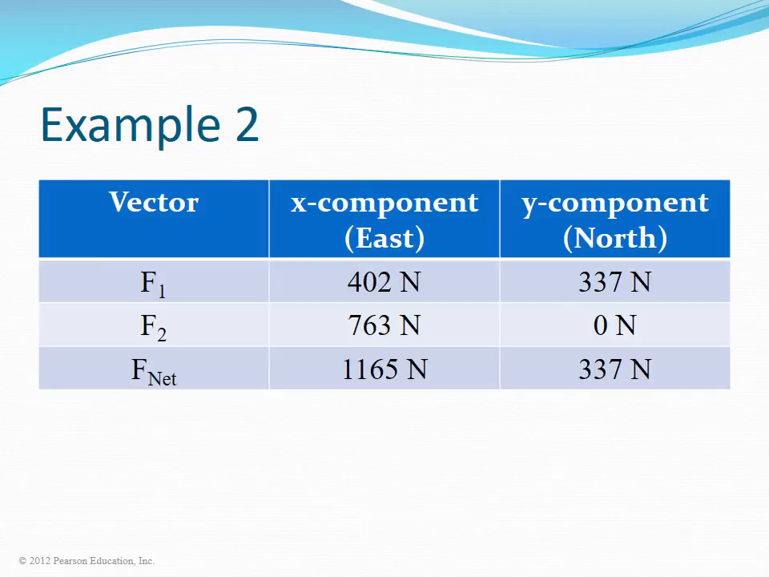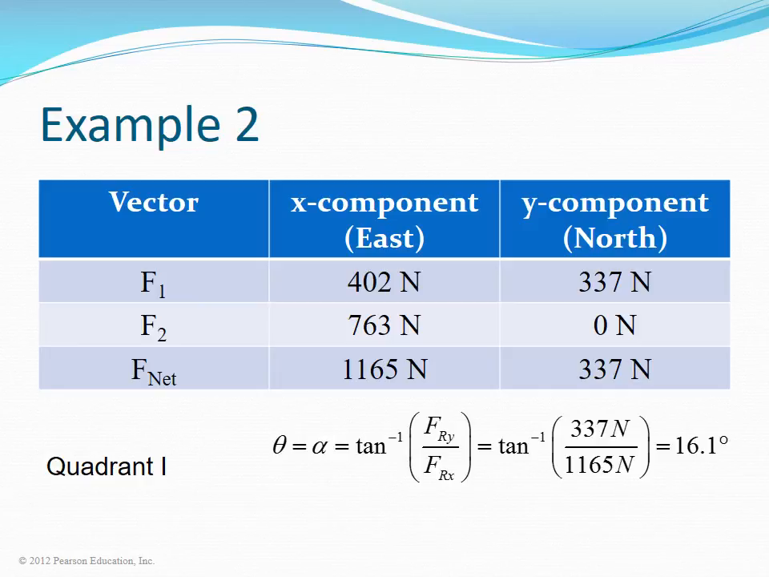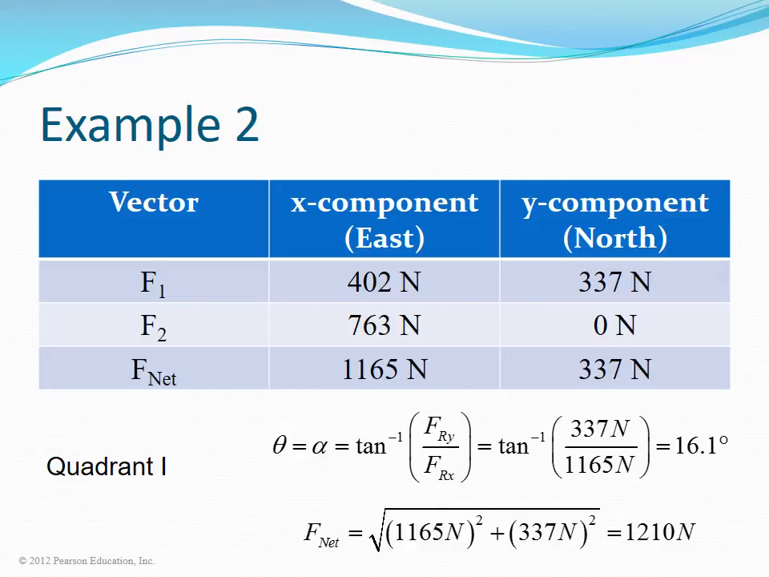The sums of the x and y components are 1,165 newtons and 337 newtons, respectively. Since both components are positive, the vector is in the first quadrant. The angle is 16.1 degrees. The magnitude of the force is 1,210 newtons.